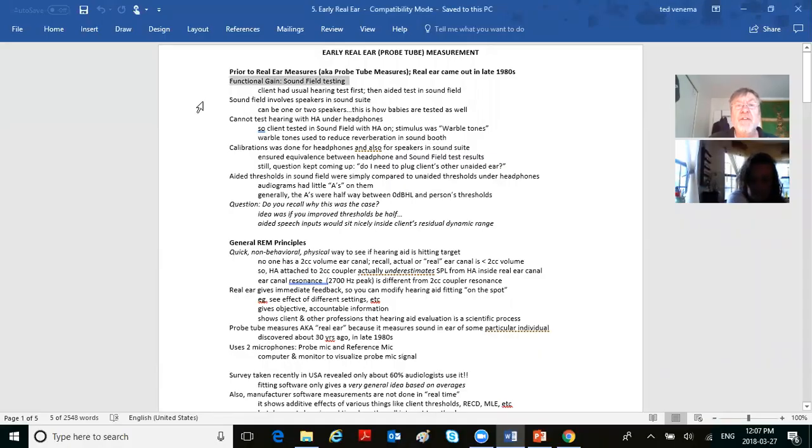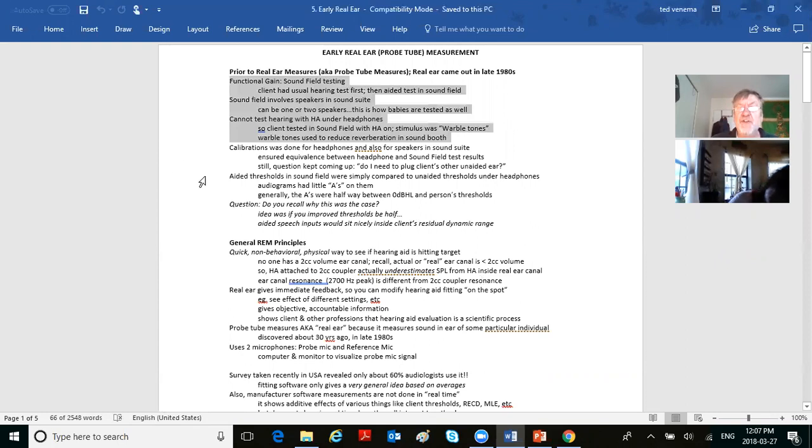Sound field involves this functional gain. We're just describing functional gain here. If you read that, that's highlighted, put a star by it. Functional gain: the hearing aid wearer sits in a sound field in front of a speaker. You can't test hearing with a hearing aid on under headphones. It's impossible, so you have to test it in a sound field.